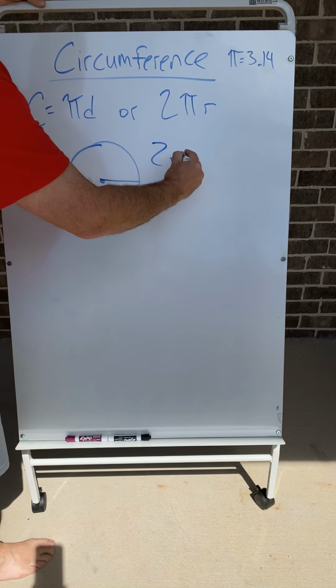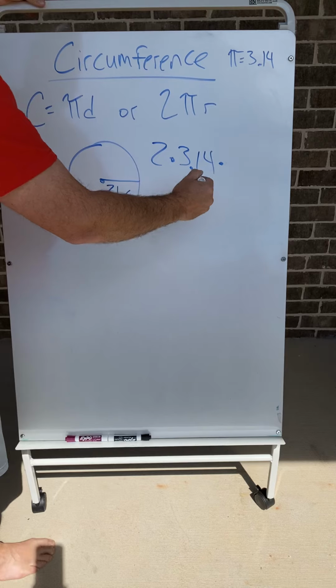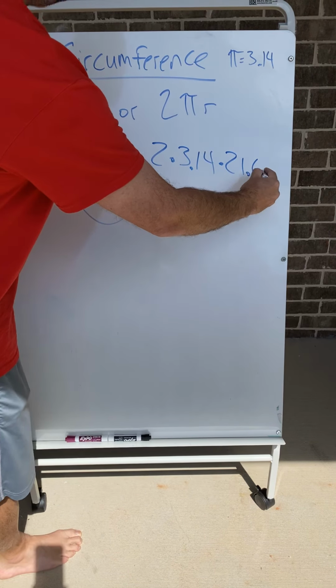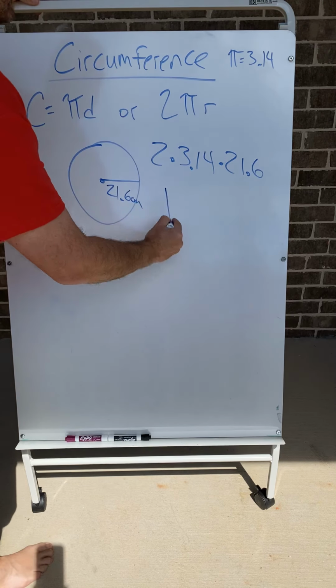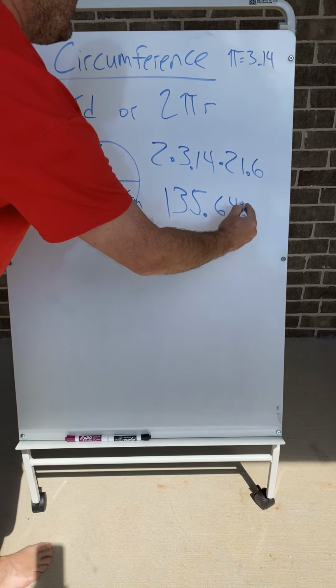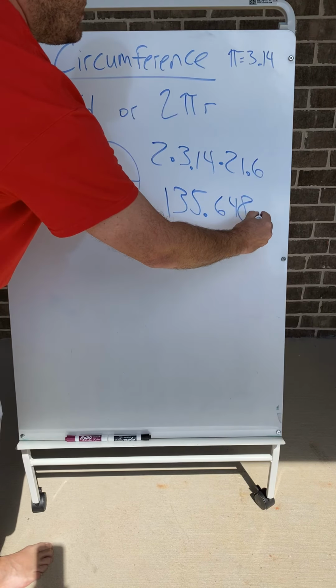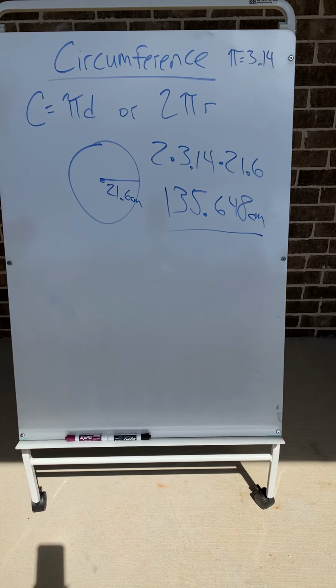So we have 2 times 3.14, and your radius is 21.6. So when you punch all that in your calculator, you have 2 times 3.14. Then you say times 21.6 and you get 135.648. And it's centimeters, so we're going to put centimeters. And that would be your circumference. That's the distance around this circle. That's what a circumference is.